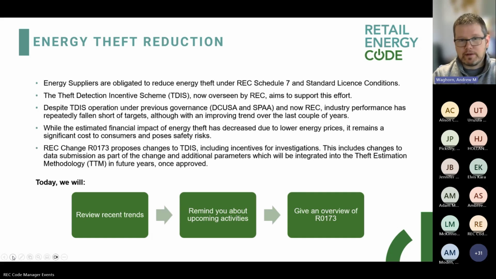and hopefully people are generally aware of the importance of theft detection, both in terms of some of the license and schedule obligations, but obviously also the underlying safety considerations that are also part of theft detection and avoidance. I'm going to talk about a few things today. So just give a bit of an update on where we currently see the data, some upcoming activities that you should be aware of, hopefully already, but just as perhaps a reminder.